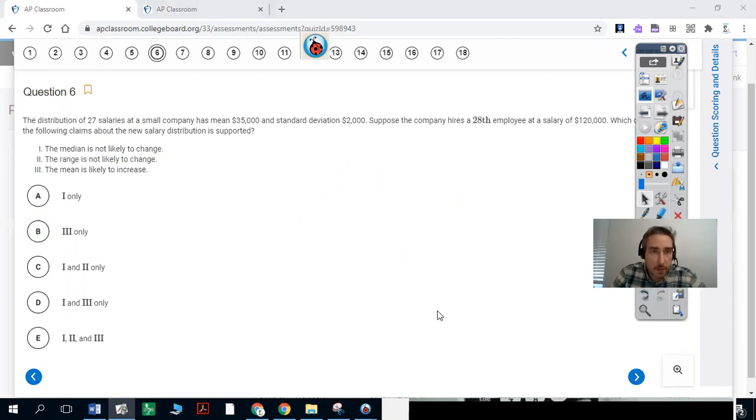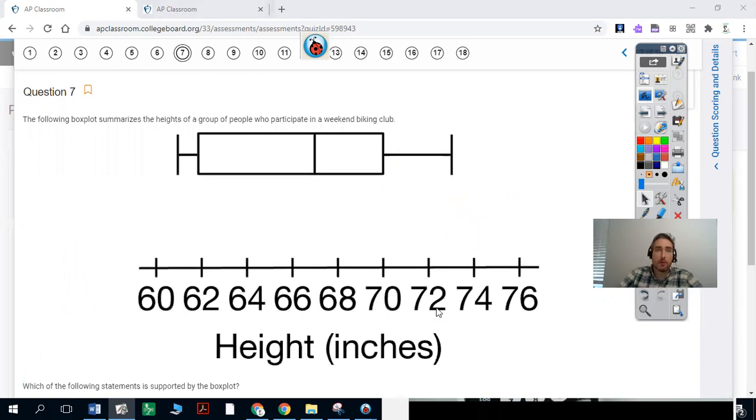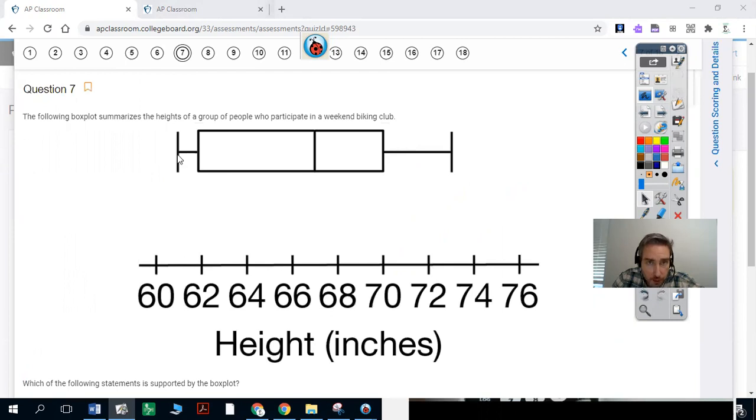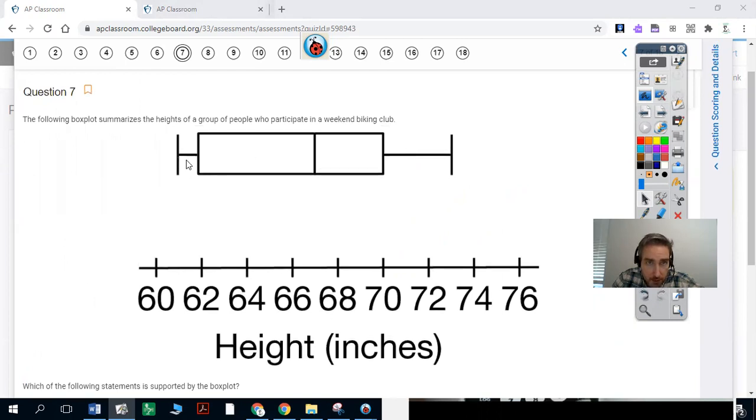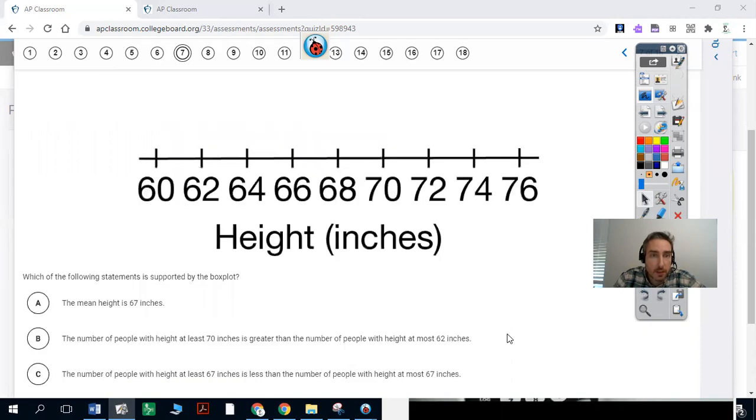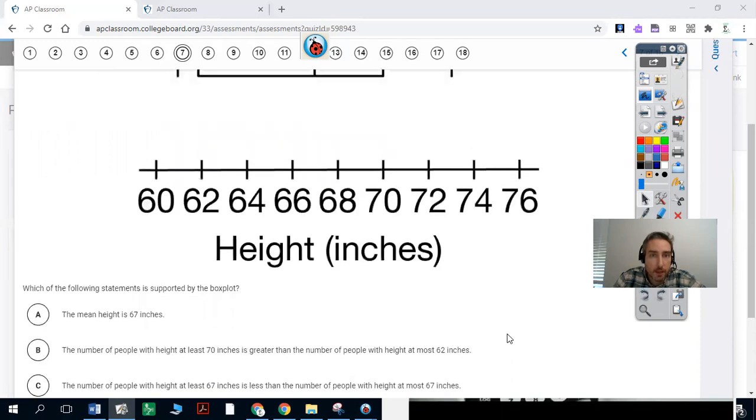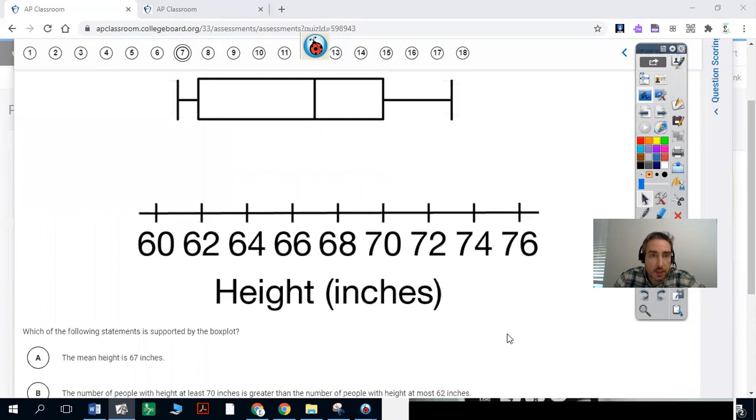All right, the following box plot summarizes the heights of a group of people who participated in a weekend biking club. So take a look at that. Remember, this is 25% of the data, another 25%, 25%, and 25%. And each part of the box plot is a quartile. So this is 25%, 50, 75, and 100. Which of the following statements is supported by the box plot? The mean height is 67 inches. We can't get mean from a box plot.